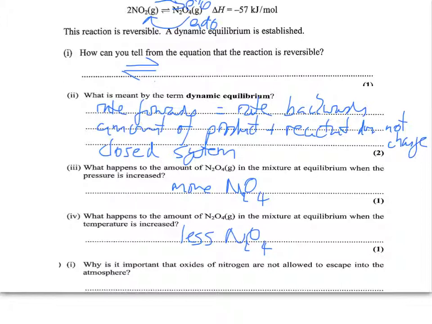And the final question is, why is it important that oxides of nitrogen are not allowed to escape into the environment? Well, oxides of non-metals are acidic. Okay, so it's not very good to be releasing acidic gases into the atmosphere. They can lead to acid rain, and they could lead to breathing difficulties for people. Okay, so it's a very bad idea to be releasing oxides of nitrogen into the environment.